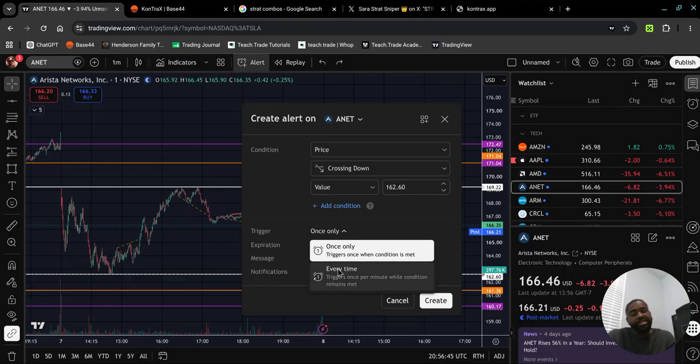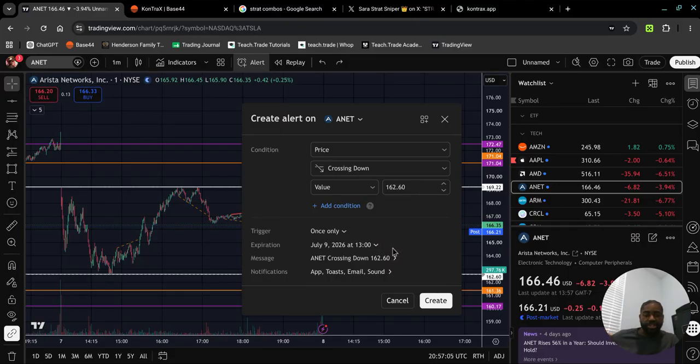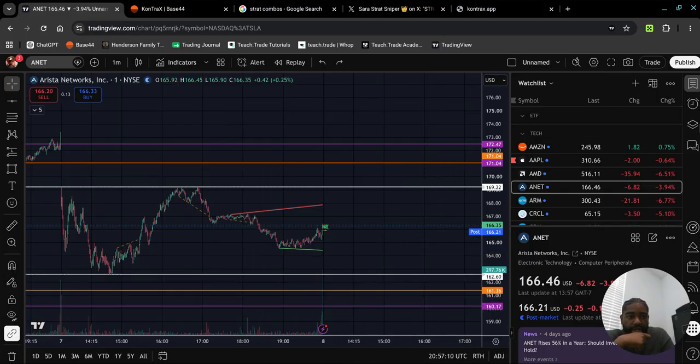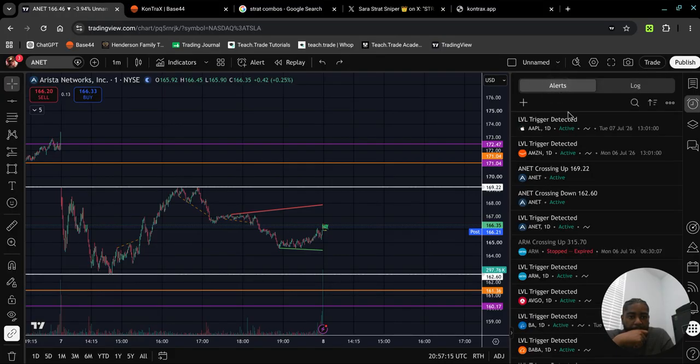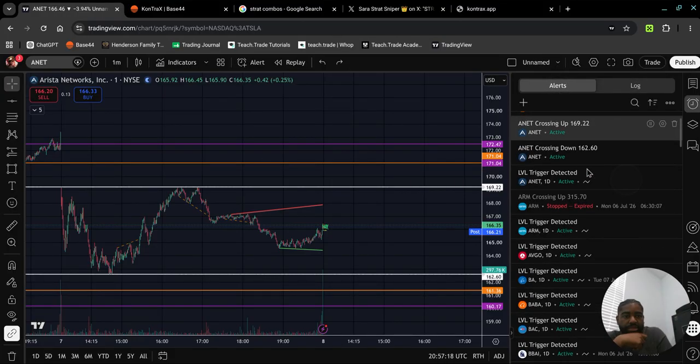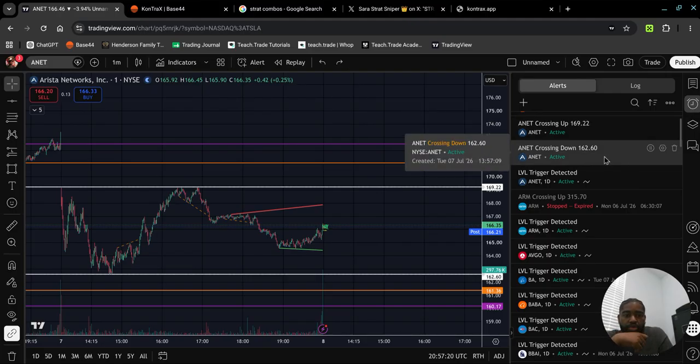If you put it for every time, sometimes that does help you, because it might trigger the first time, maybe the stock drops down, and then it comes back up, and then it'll send you a second notification later if it got back to that point and dropped down again. So you can choose whichever one works best for you. I'm going to just put it for once only, and then I check the logs as the day goes. So I'm going to go ahead and create. When I go over here, I can double check. Here go my alerts. So ANET crossing up, crossing down, cool, everything in place.